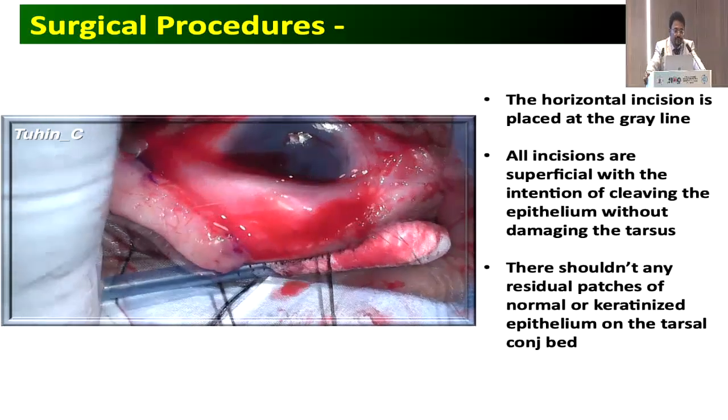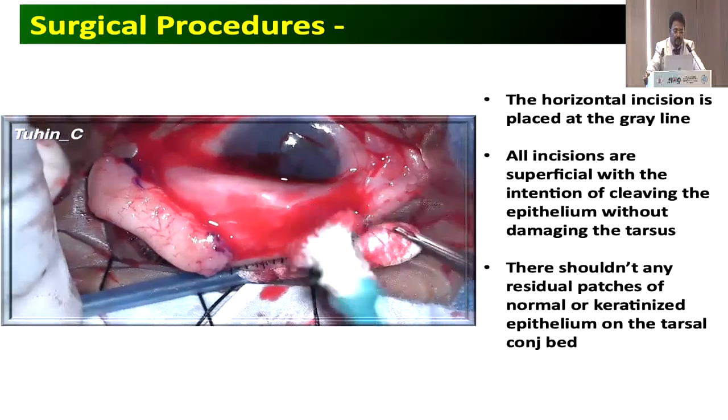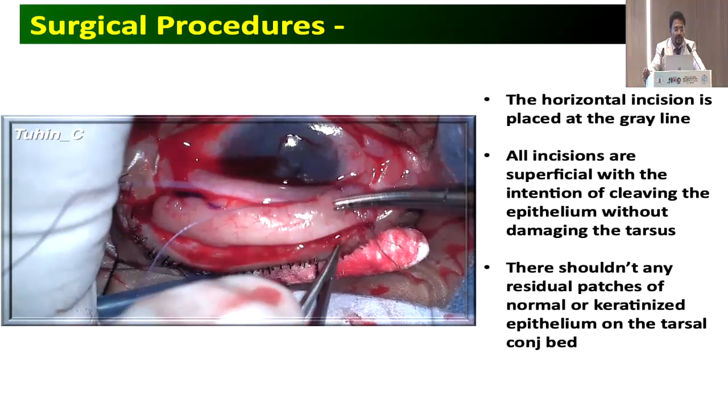First, you have to put the anchor suture, and then you go for interlocking sutures.